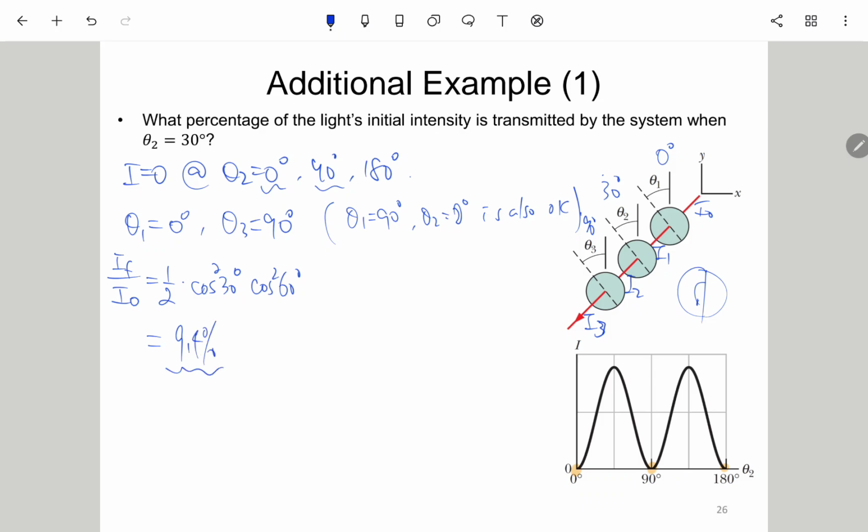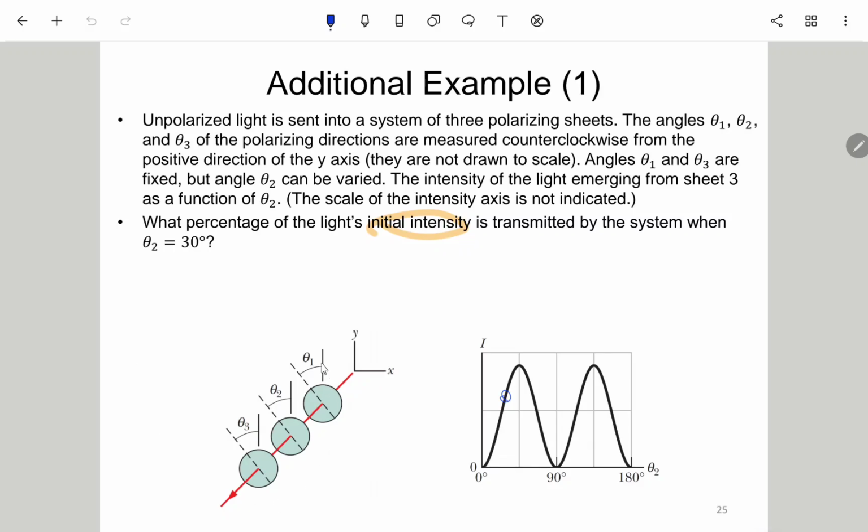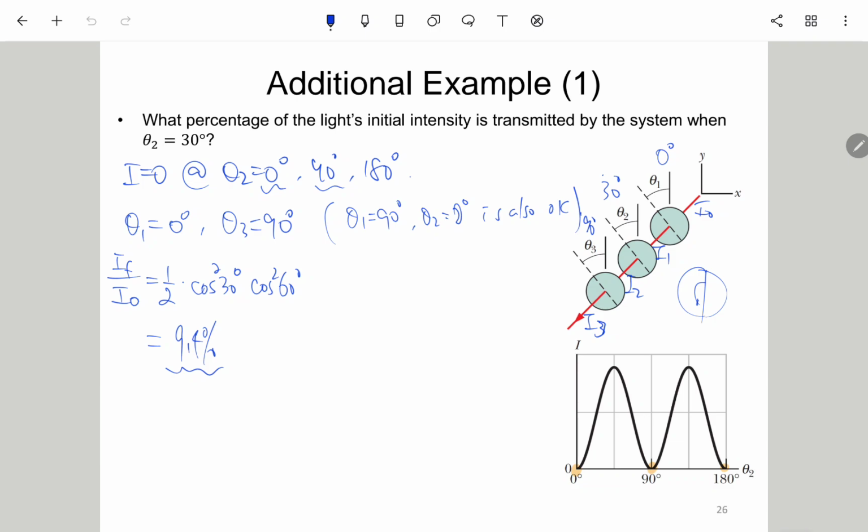But we need to determine the angles theta 1 and theta 3 first, according to this figure. After determining theta 1 and theta 3, we will be able to calculate the intensity ratio of the final wave to the original wave.